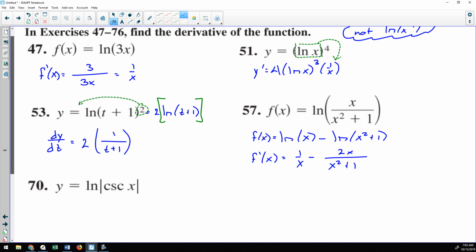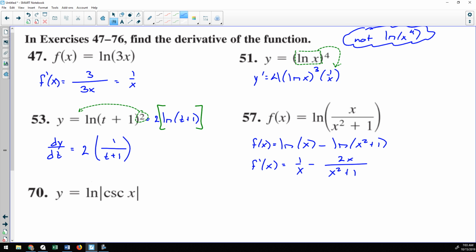Number 70, I assigned because I have not talked about the role of absolute values when doing natural log derivatives, but it turns out that they don't really have a role. You can use the same derivative technique. So the derivative of the natural log of cosecant x, if it's in absolute values, doesn't really matter. That answer is going to be the negative.